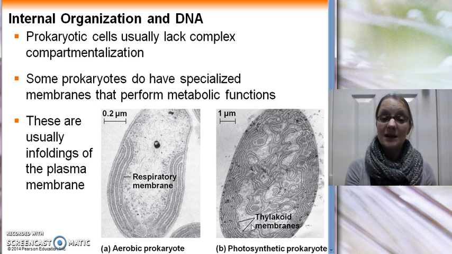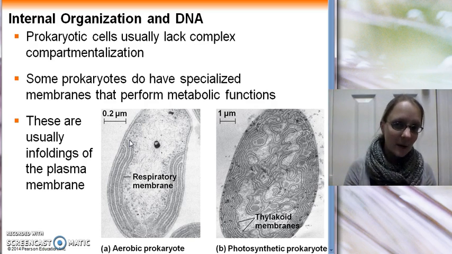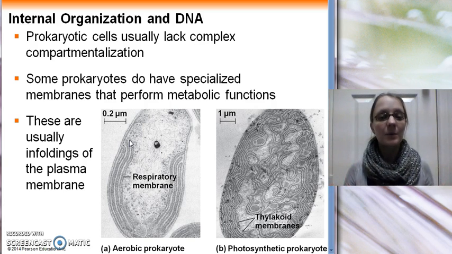So here we have two examples of cells. The one on the left is an aerobic prokaryote. This is a prokaryote that needs oxygen in order to be able to utilize the energy that it gets from certain molecules. And so it'll have these infoldings of the plasma membrane, which are called respiratory membranes. And these are very similar to those membranes of the mitochondria, right? Except, again, it's not a separate membrane. This is just an infolding of the plasma membrane.